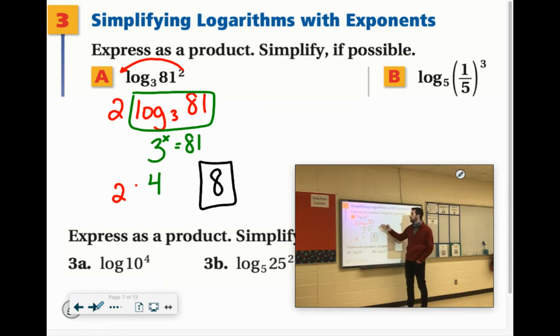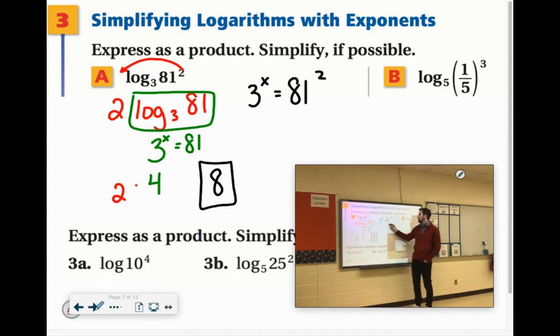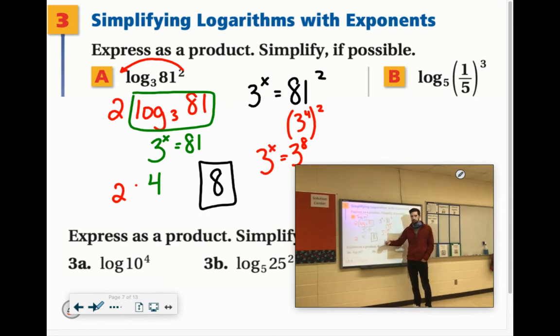Now you can do that as well if you just set 3 to the x equals 81 to the 2nd power. And then you say, well, 81 is 3 to the 4th, and then you can multiply the exponents. You have 3 to the x equals 3 to the 8th, and you still get 8. So whichever way you want gets you there. So let's try the second one.